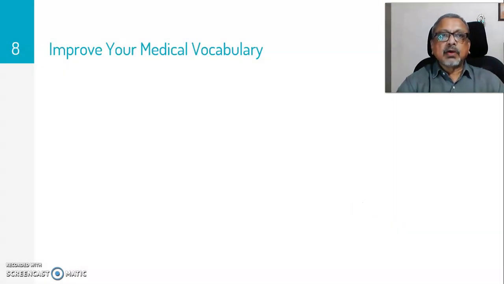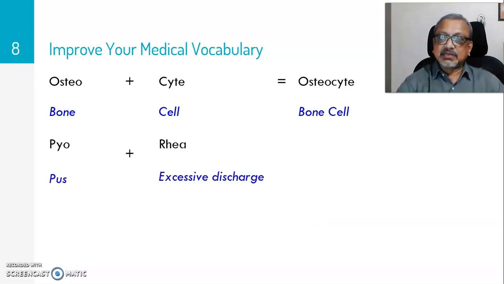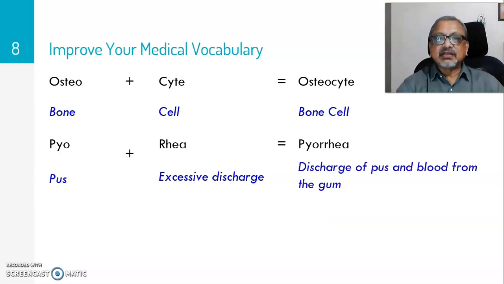So improve your further medical vocabulary like this. Practice with me. Osteo is bone. Cyte means cell. So osteocyte means the bone cells. Pyo means pus. Rhea means excessive discharge. So pyorrhea is the new word, and the meaning of it is discharge of pus and blood from the gum, a very common word in dentistry.